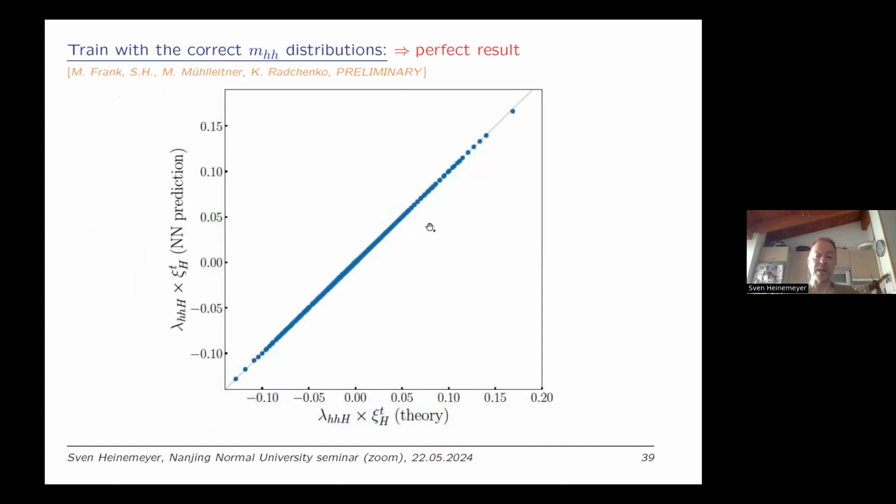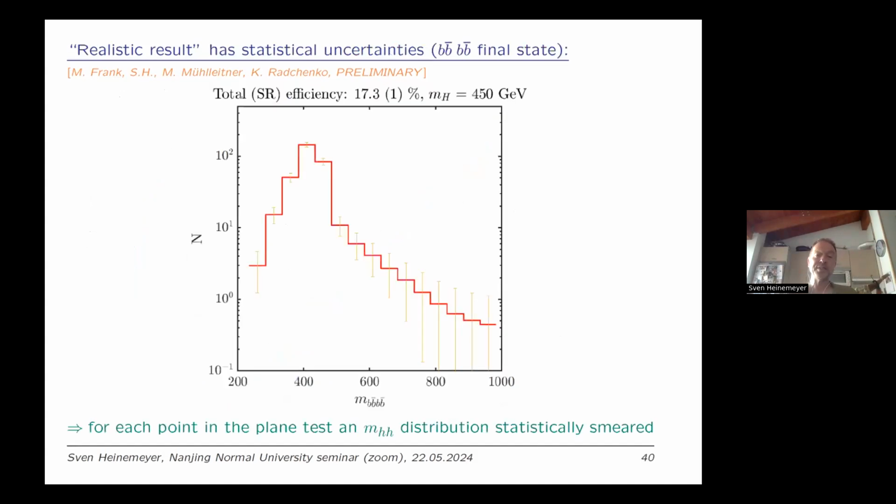This is really remarkable. But of course, this result is fake, because the input that we used to determine the triple Higgs coupling always assumed that the MHH distribution is exactly as given by theory. No statistical uncertainty taken into account. And this is not realistic.